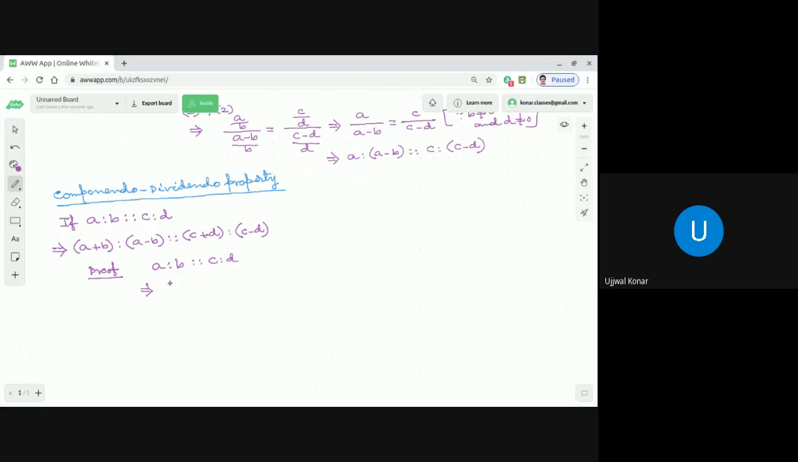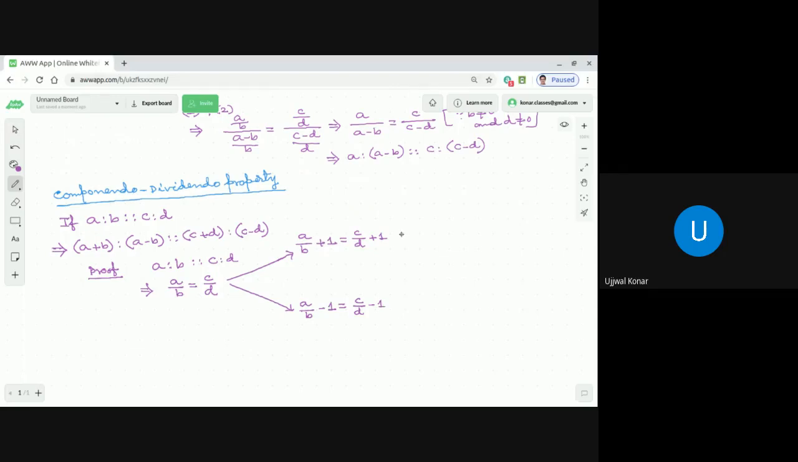From here we can, and this implies what? This implies a by b is equal to c by d. So from here we are doing two things. That implies a by b plus 1 is equal to c by d plus 1. Correct? So this we can get. Also from here we can get that a by b minus 1 is equal to c by d minus 1.